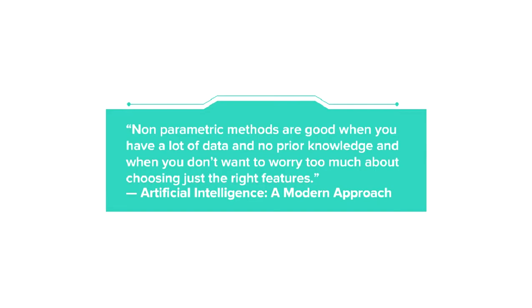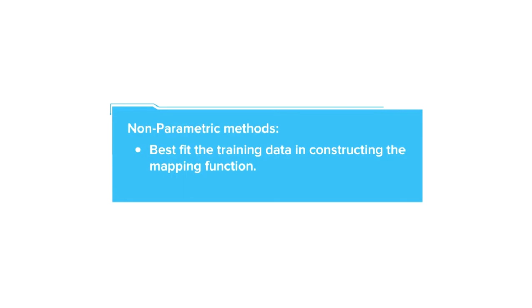Non-parametric methods are good when you have a lot of data and no prior knowledge, and when you don't want to worry too much about choosing the right features. Or, in other words, when we are not concerned about the nature of the data or the relationship between the target and the independent variables. Non-parametric methods seek to best fit the training data in constructing the mapping function, whilst maintaining some ability to generalize to unseen data. As such, they are able to fit a large number of functional forms.